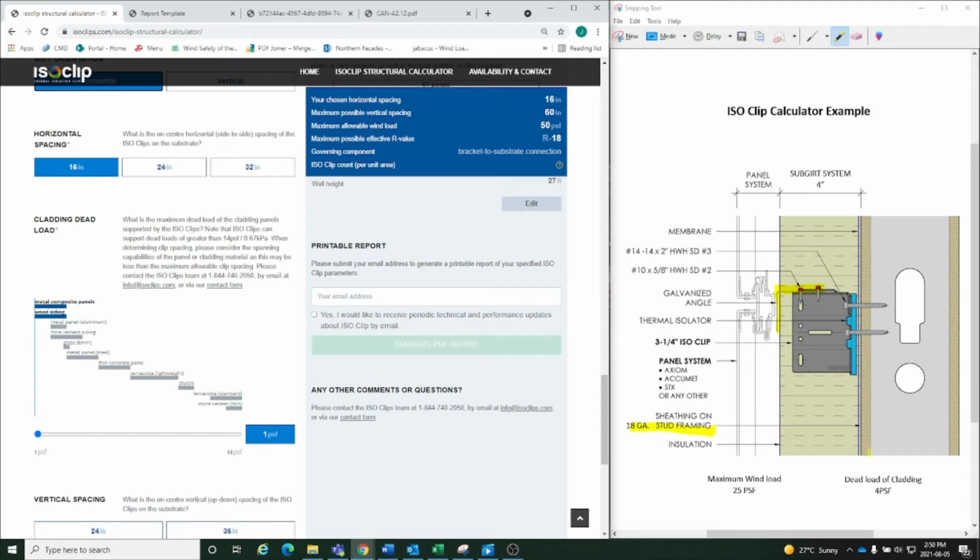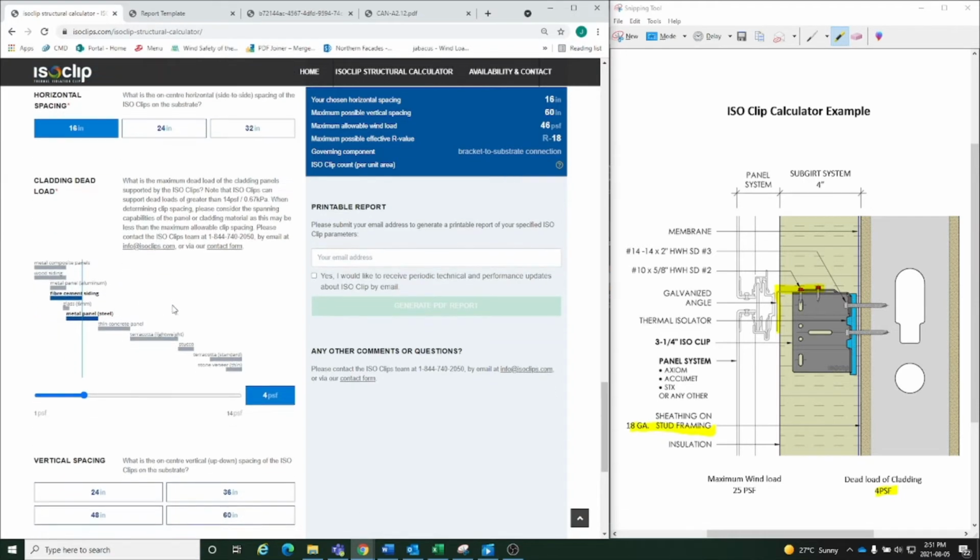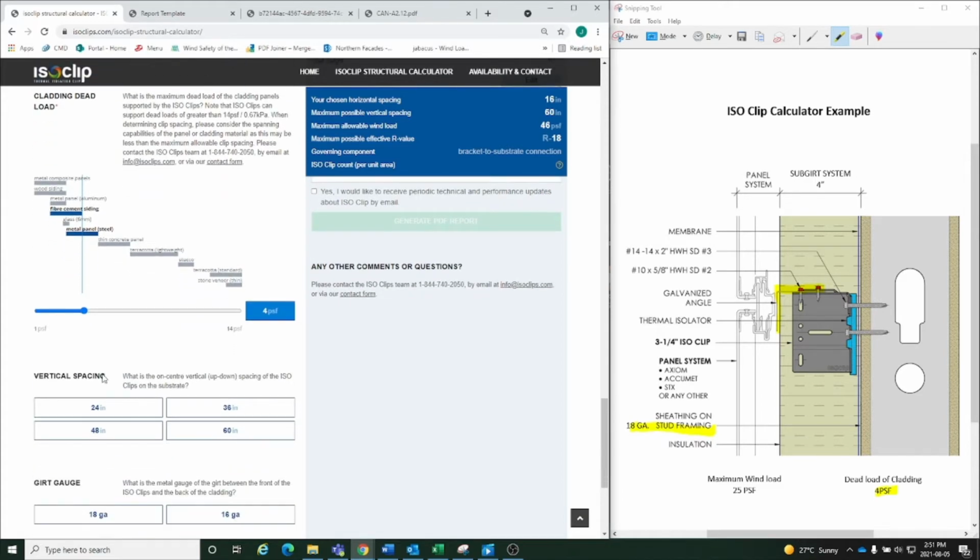In this example, we are given the dead load as 4 pounds per square foot, so I'm going to slide this to 4 pounds per square foot. But if you do not know what the dead load is, you can use the sliding bar where you have a list of different cladding assemblies and the approximate weights associated with those cladding assemblies. Further to that, you can also reach out to the cladding manufacturer, and they should know the dead load of their panel system or cladding system that you could enter in this calculator.